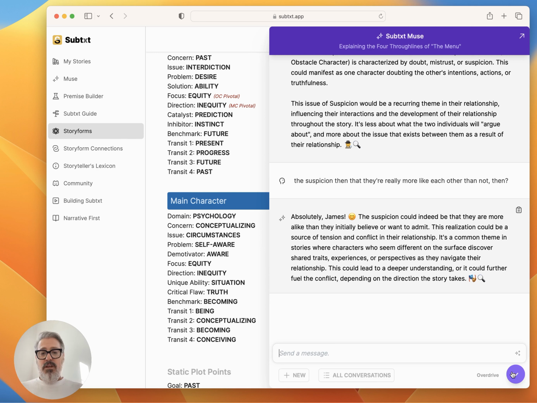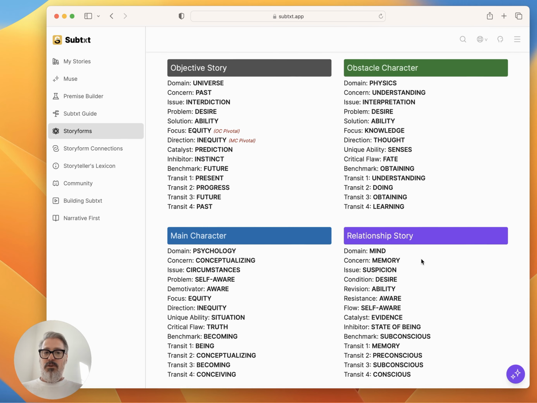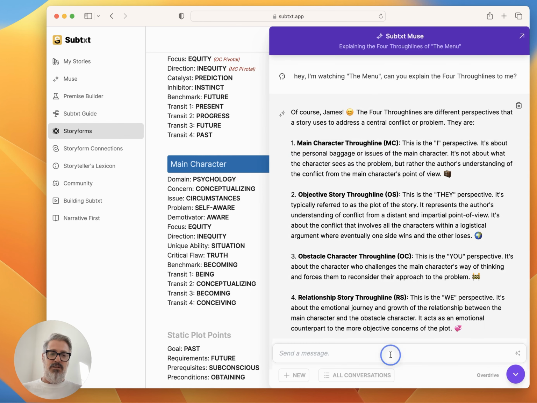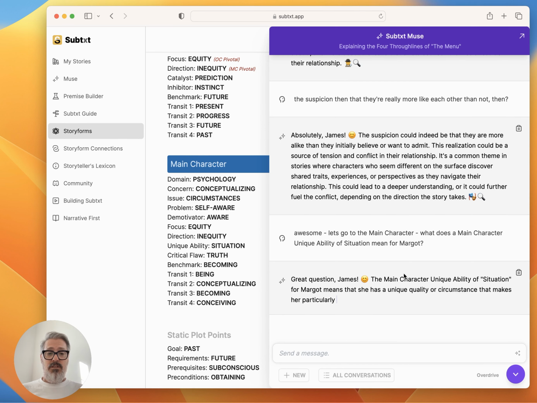Awesome. So you can very quickly go through all these different story points and ask all kinds of questions, like why is her unique ability situation? Okay, awesome. Let's go to the main character. What does a main character unique ability of situation mean for Margot? And if you don't know what the unique ability of a main character is, it will explain it. It will also explain it in context of situation, and then also hopefully in terms of the menu.